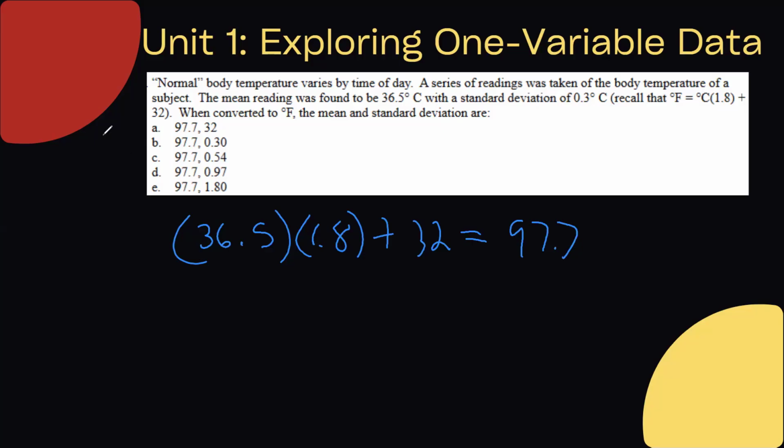All the answers have 97.7, so that doesn't really help us out. However, the standard deviation is only affected by multiplying or dividing by a constant. So the standard deviation of 0.3, we would multiply that by 1.8, and you get 0.54. Okay, so it's choice C there. The reason for this is that the standard deviation measures how spread out the data is. So if you add 32 to all the data values, that's only going to shift the graph up, or shift it down if you're subtracting values. So that's not going to affect how spread out it is. It's only when you multiply or divide.